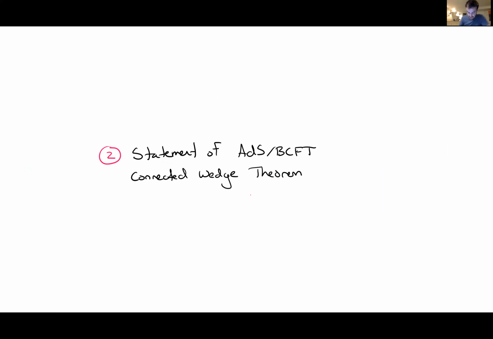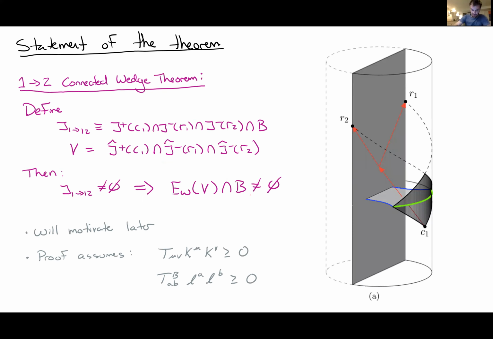Now I'm going to state a version of this connected wedge theorem that will apply to AdS BCFT and these bulk AdS spacetimes that have end-of-the-world branes in them. Here's the theorem, I'll just state it again. We're going to pick 3 points: a point C1, which will be in the AdS boundary, and then R1 and R2, which will both be in the edge.